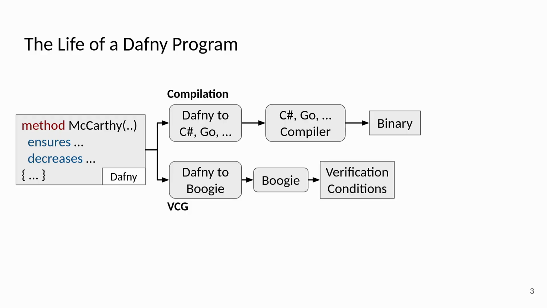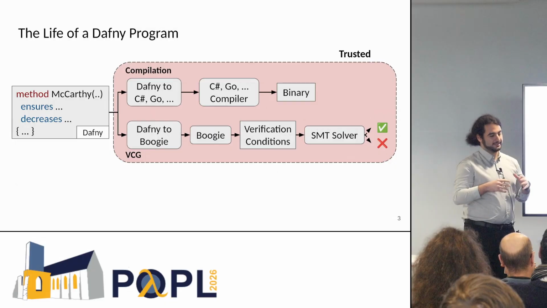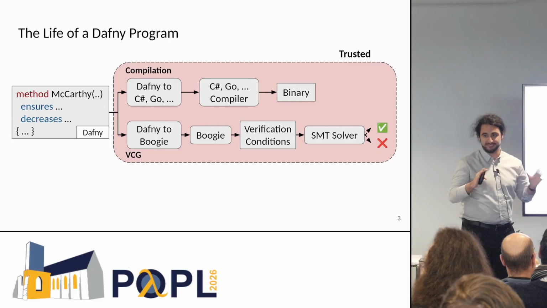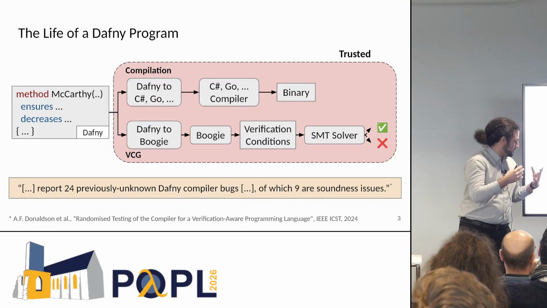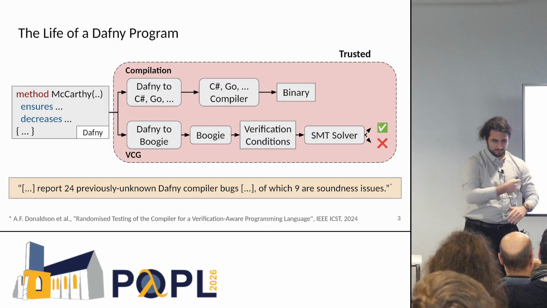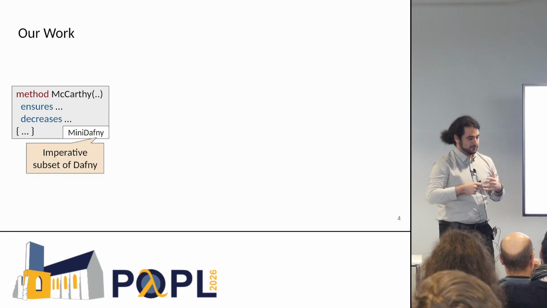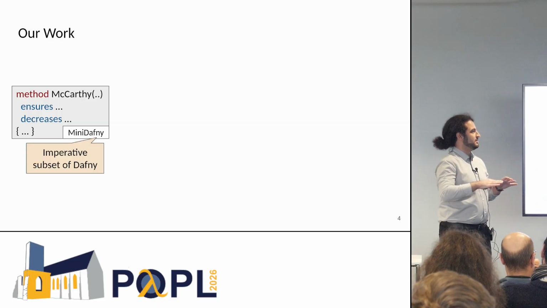And then there's a tool called Boogie, which takes Boogie code and generates verification conditions. Then you can pass these verification conditions to an SMT solver, and that will give you a thumbs up or thumbs down on whether your program is correct or not. Now, the issue is that all of this is part of the trusted computing base. And this is a lot of non-trivial code. So even despite best efforts, bugs will happen. This is a paper from 2024, which has shown a couple of previously unknown Dafny compiler bugs, some of which are soundness issues. So our project aims to alleviate this by essentially building this pipeline on foundations that are solid.